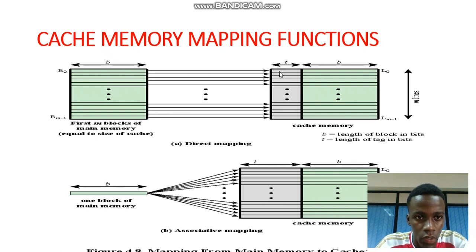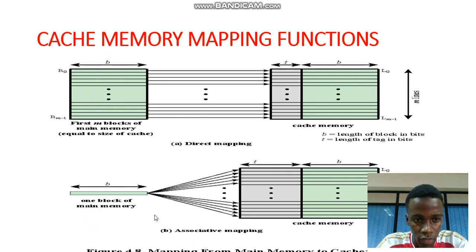So what happens is one block of main memory is mapped to exactly one line of cache memory, as we are seeing over here. This happens for the rest of the blocks and their lines respectively.